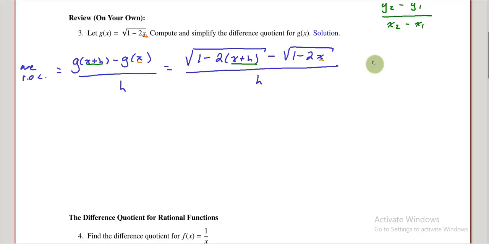So you finish, and you have a hyperlinked solution for you. So pause the video and finish that out.